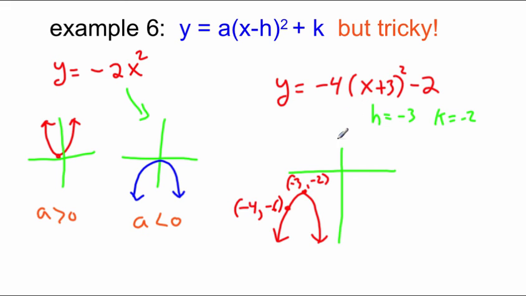Now if you've got this idea here, then there's pretty much nothing you can run into with y equals a(x minus h) squared plus k form, a parabola in hk form, that you can't do.